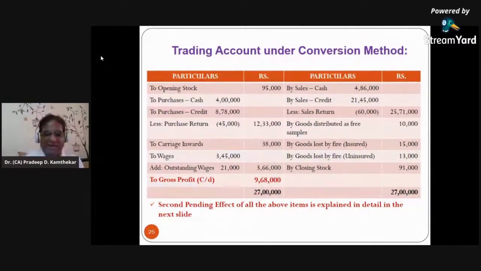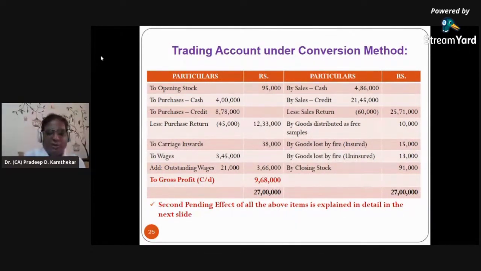Then we have sales return here. What is sales return? It is the goods which are returned by our customers. Now here again, less. Less means what? On the credit side, less means it is debit. So the debit effect is here, and the credit effect is to be given to the customer's account. So sales return you will find on the credit side of the debtor's account.